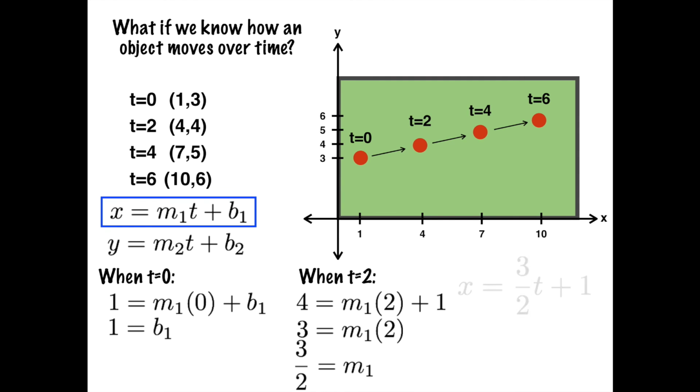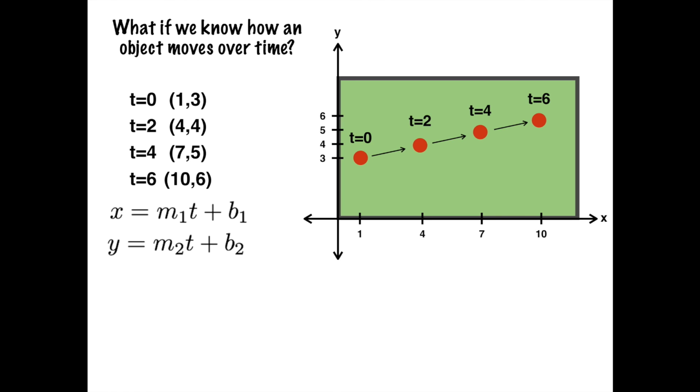So when we put all of this together, we've found our equation for x. We're going to throw our m1 and our b1 in there, and we get x is 3/2 t plus 1. This is how x is changing as time changes. So that's a great relationship to have. All right, let's hold on to that for a second, and now let's find what our y value is going to be, what our y relationship is.